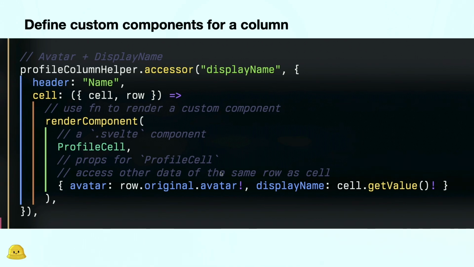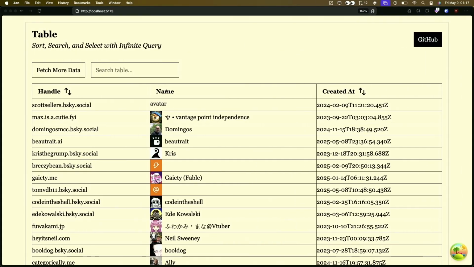Now, what if we want custom components per cell? In this case, you can see here, if we go back, the name column over here, it's not just one, it's not just one, how do you say it?